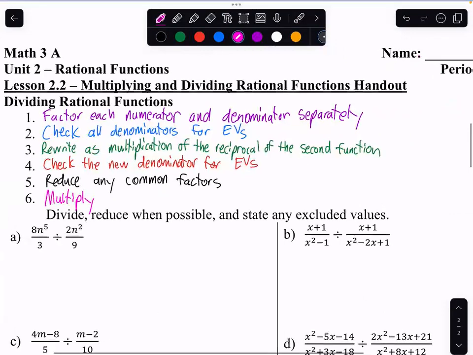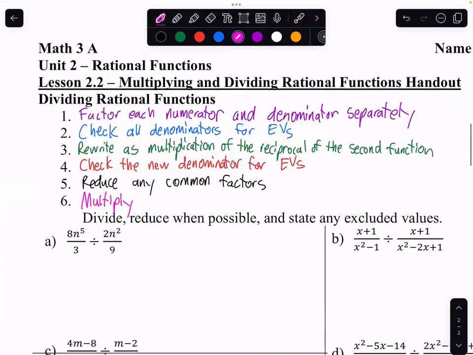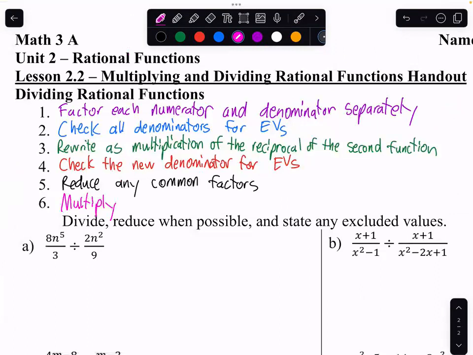Okay, so 4 of these 6 steps are the same as for multiplication, right? The only new ones are 3 and 4, right? So since it's division and not multiplication, you need to change it to multiplication. And then you need to do one more check for excluded values because there's a new denominator that wasn't there at the beginning of the problem.